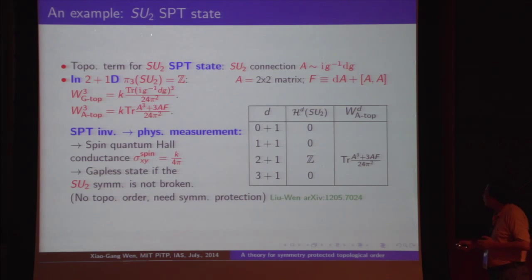So then we have Sz conservation and this Sz Hall conductance. The so-called Chern-Simons term has this spin Hall conductance, for example for the Sz quantum number. And also, this bulk topological invariance would imply that if you have a boundary, then there must be gapless excitations on the boundary.